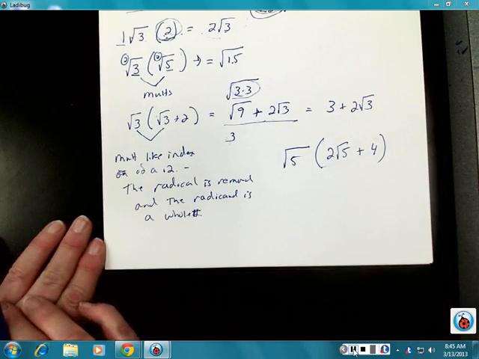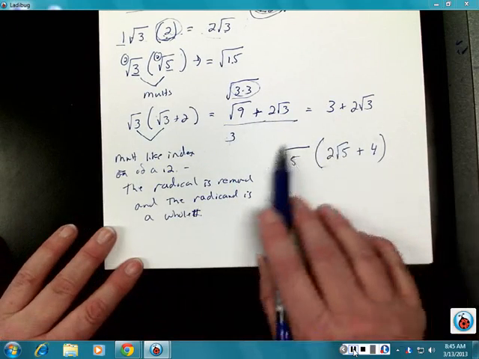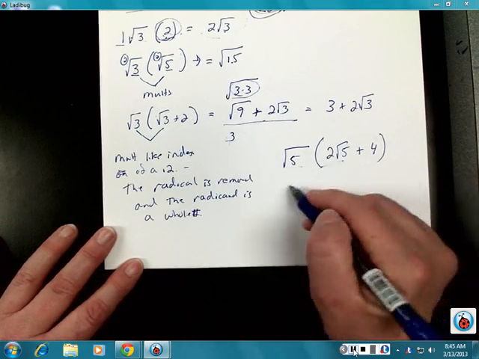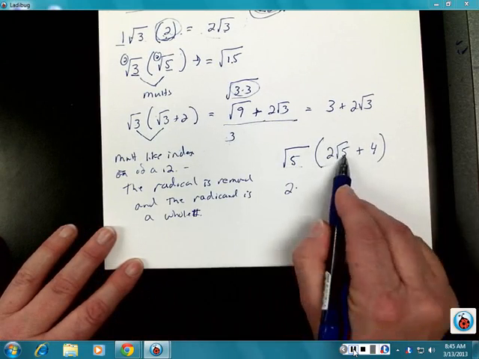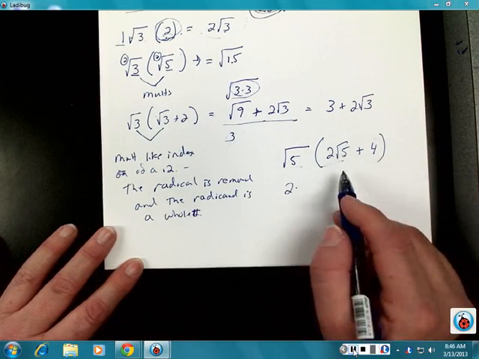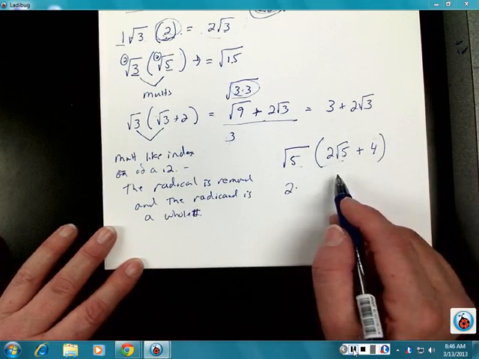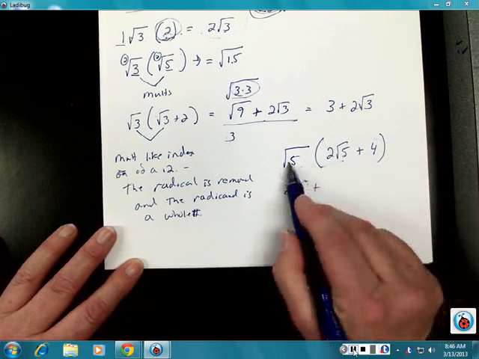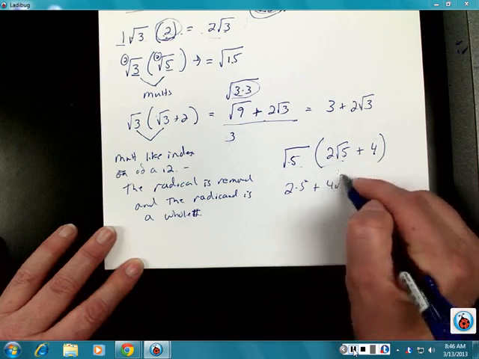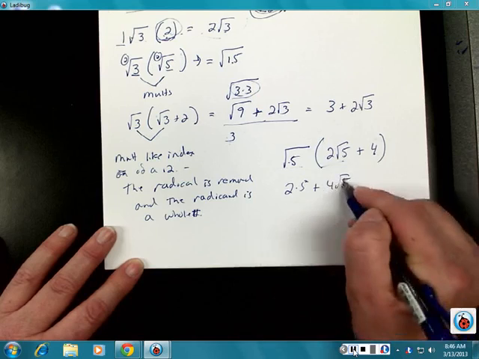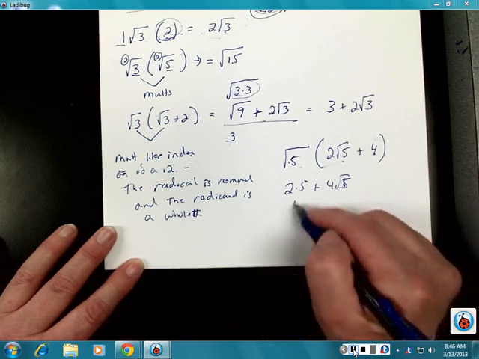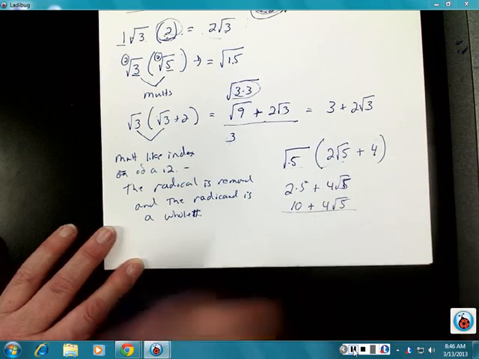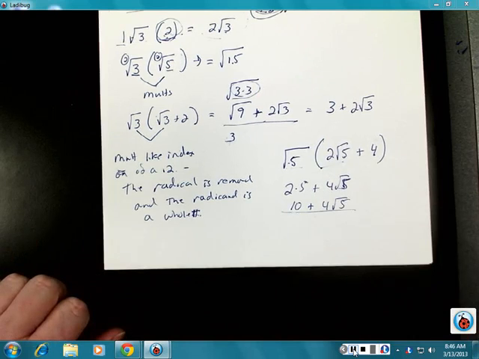All right? So what happens with this thing? Square root of 5 times 2 the square root of 5. So I have 2. Square root of 5 times square root of 5 is just plain old 5. Plus square root of 5 times 4 is 4 the square root of 5. So 2 times 5 is 10 plus 4 the square root of 5. And that's my final answer. Okay, I can't do anything else with it.